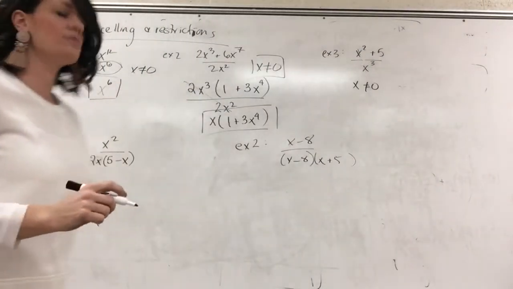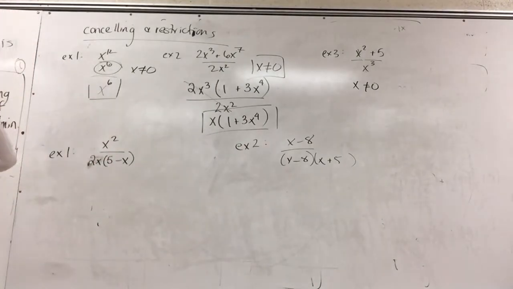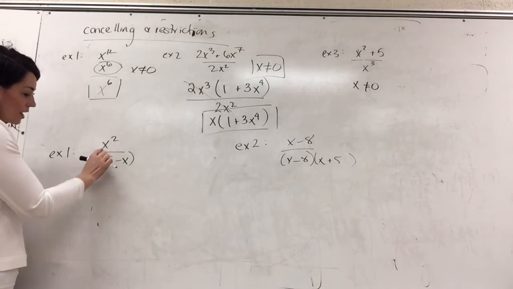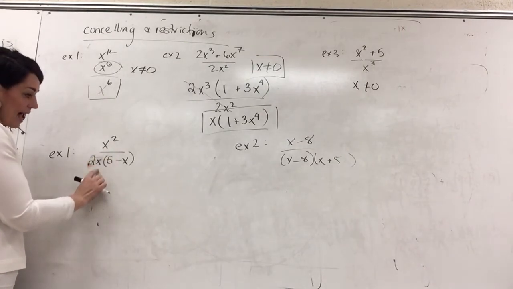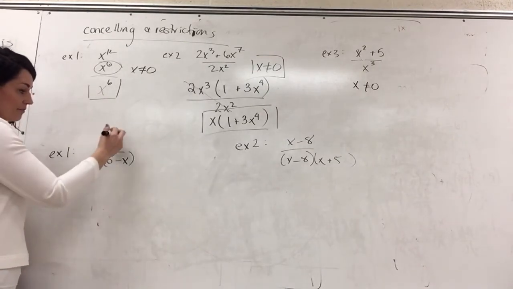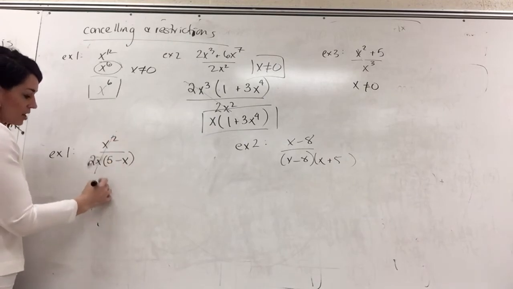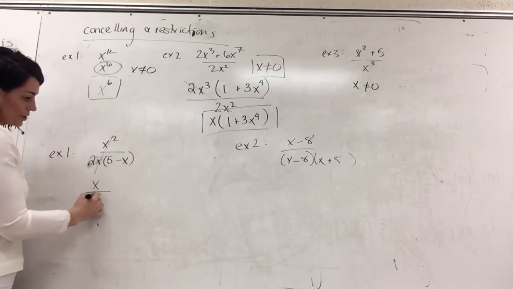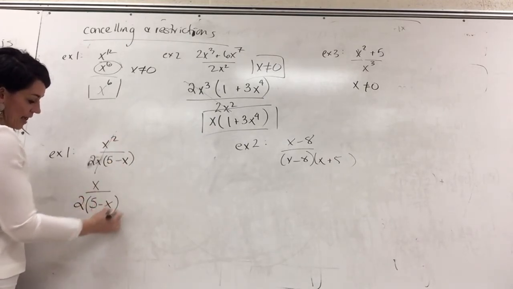Then if we look at these ones, they have already been factored. So we just look at what's in common between the top and the bottom. So what could I take out of an x^2 and an x? I could take an x out of both. It's going to cancel and leave an x on top. So I'm going to have x over 2 times (5 minus x).